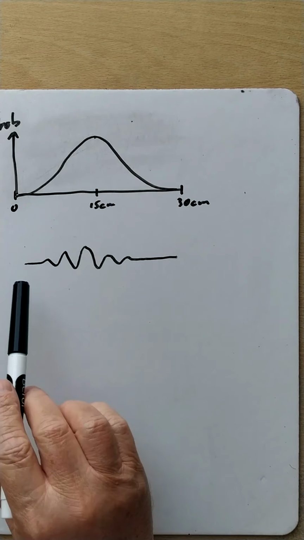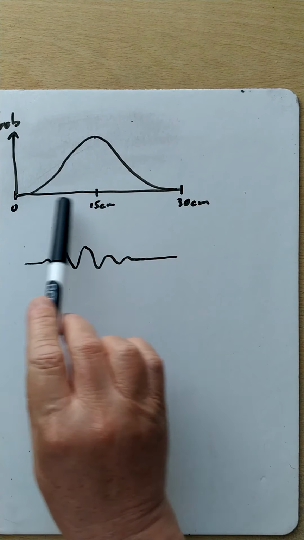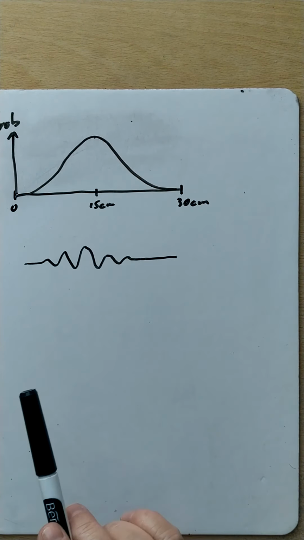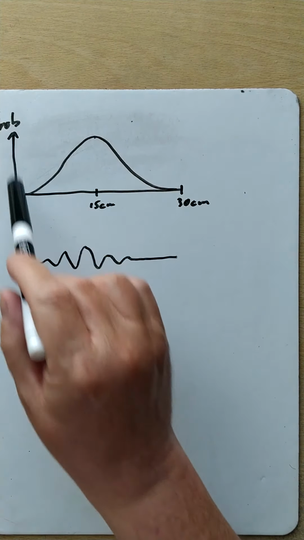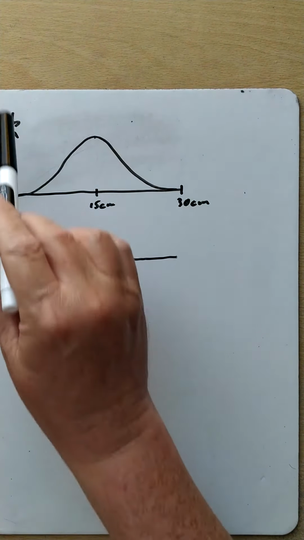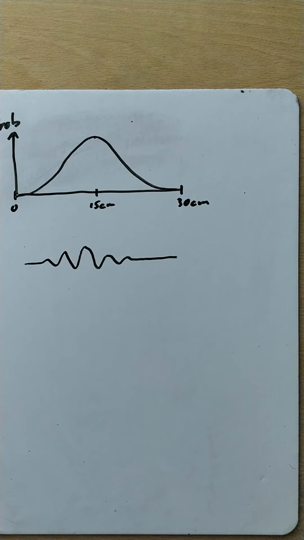The horizontal axis here is position in just the same way as this was position for the object that I threw on the table. And just as here we measured probability along this axis, here we've also got a measure of probability along the vertical axis.